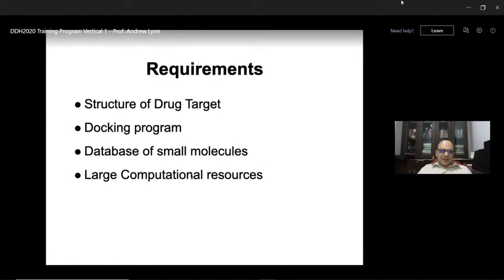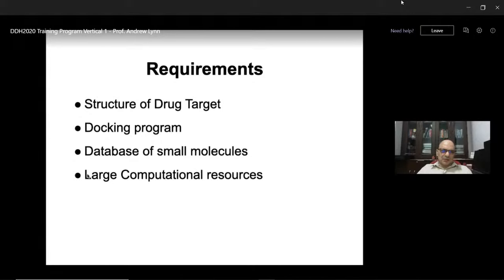So I'm going to add to this, we need large computational resources. Now, as part of this drug discovery hackathon, this was understood, and the country's leading computational resource manager, which is CDAC, has put forward the national supercomputing facilities for its use.